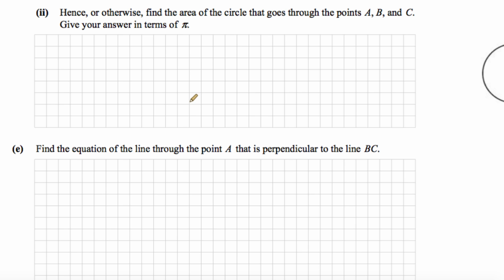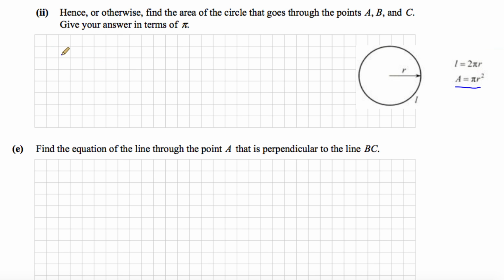Okay, moving on then. Part D2 says hence or otherwise find the area of the circle that goes through the points A, B and C, and give your answer in terms of pi. Okay, so the area of a circle, well, there's a formula in your tables book for that. You can see it here. The area of a circle formula is pi r squared. So to find the area of the circle, all we need to find is the radius.